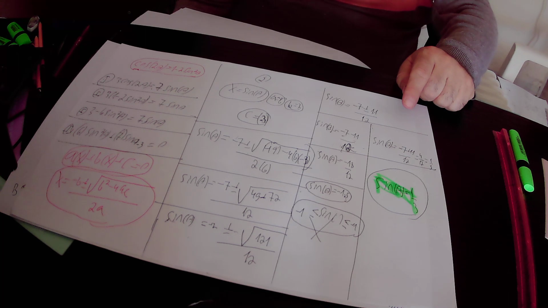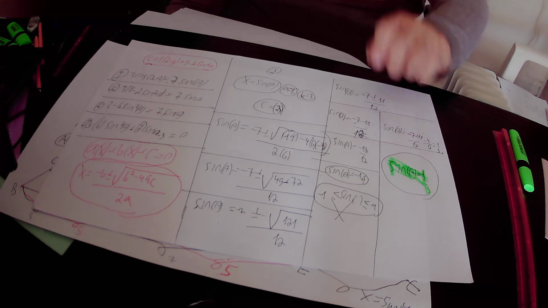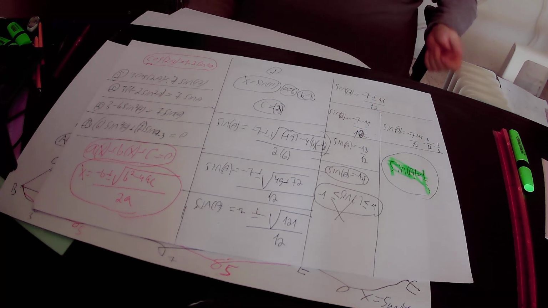This is the value of sine theta. Minus 7 minus 11 is minus 18, and minus 18 over 12 is minus 1.5. So we found out that sine theta equals minus 1.5.